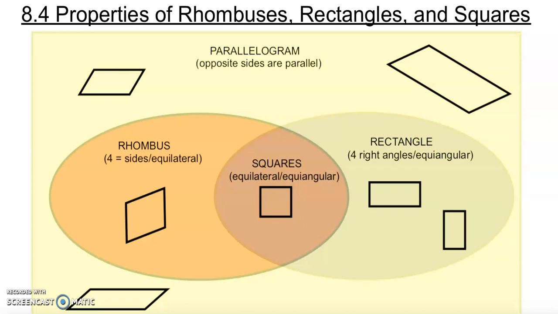All right, this is going to be our presentation on section 8.4, which talks about special parallelograms. And the special parallelograms we're going to be focusing on today are rhombuses, rectangles, and squares. So here we go.